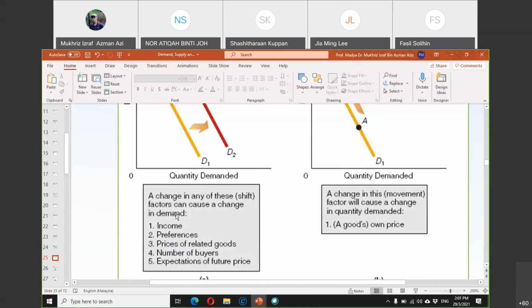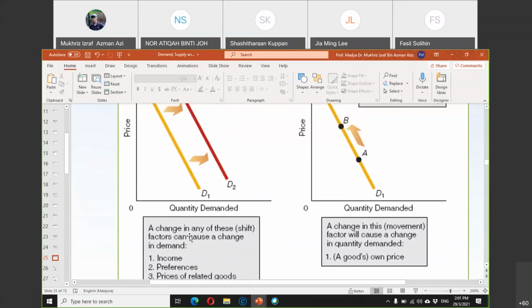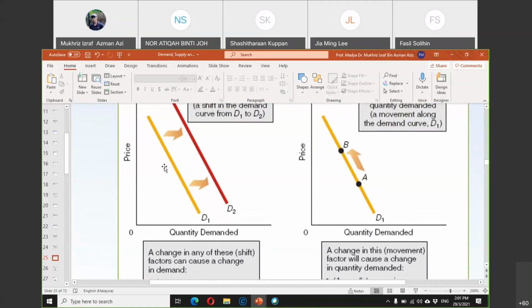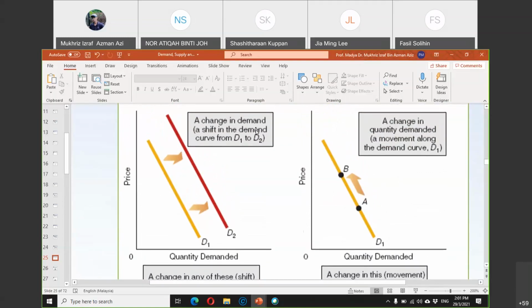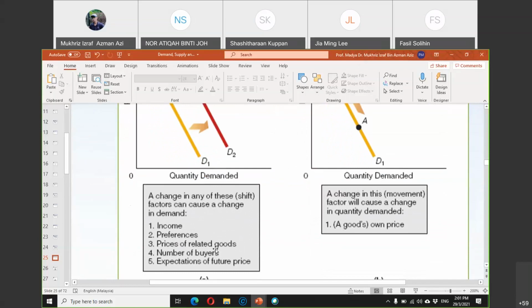So demand will increase. Anything that relates to these 5 factors, or maybe some other factors that you find in other books, that will cause the demand to change, that is what we call change in demand, because change in demand refers to the shifting of the curve. But change in quantity demanded is just because the price of the good changes, while the rest, income, preference, price of substitutes and complements, number of buyers, all remain unchanged or constant. So we're going to continue next.